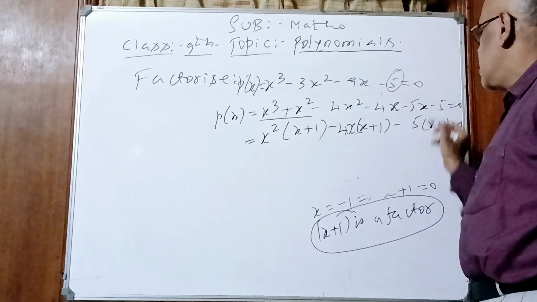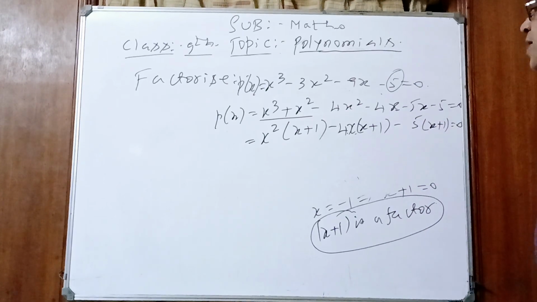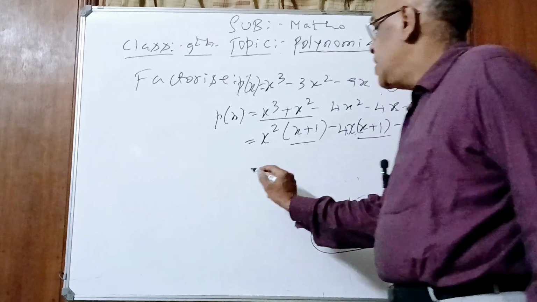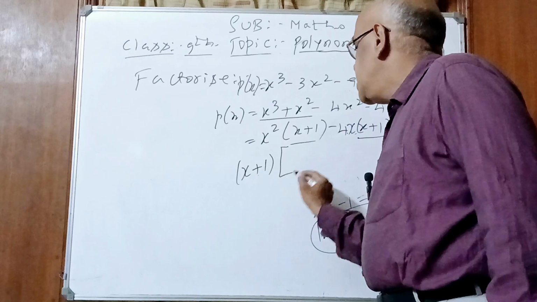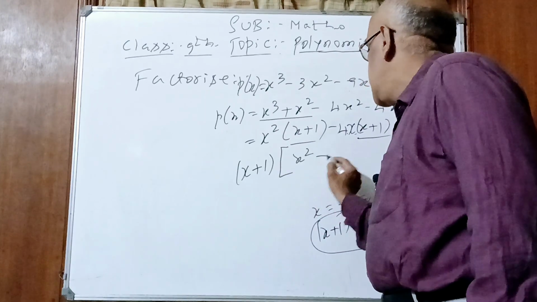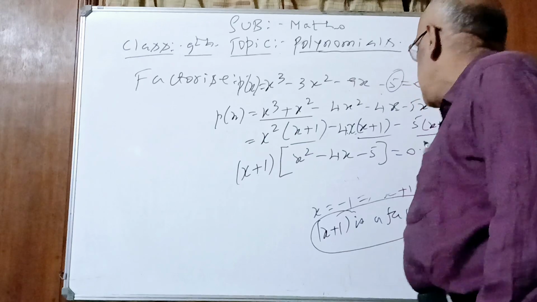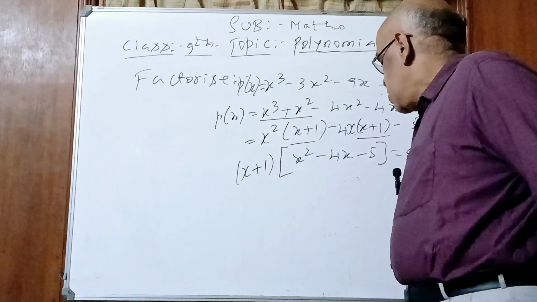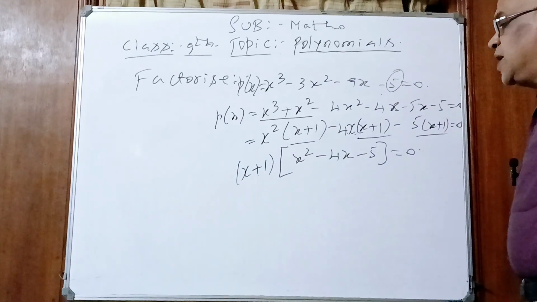What is common here? Minus 5. Because sign changes outside, minus. Which are the factors, children? x plus 1 is common. Take it outside. Then what is left here? x square minus 4x minus 4. Yes or no?